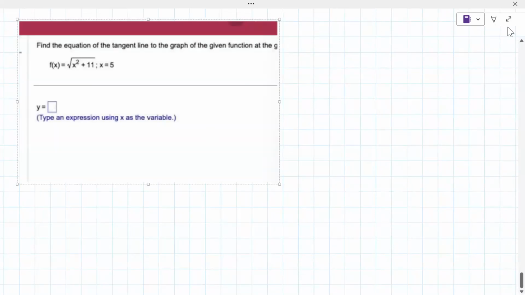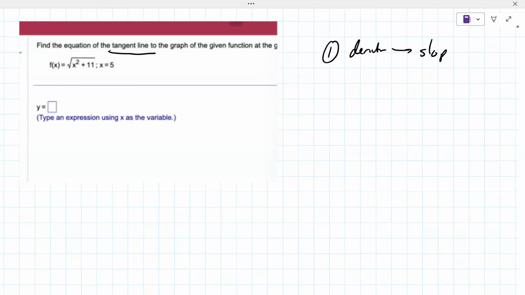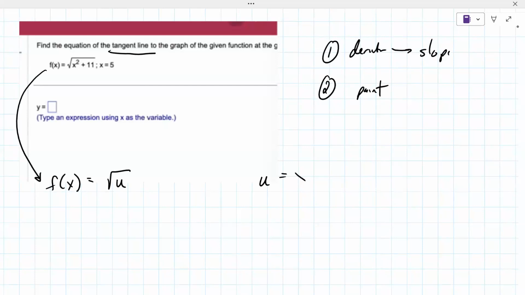Find the equation of the tangent line. So again, for the tangent line, we need two things. We need the derivative, which gives you the slope, and then you need a point. So the derivative of this is a little bit more complicated than what we've been doing. The derivative is going to be, again, a chain rule. So this is square root of u, where u is x squared plus 11. This is really u to the 1/2 power.